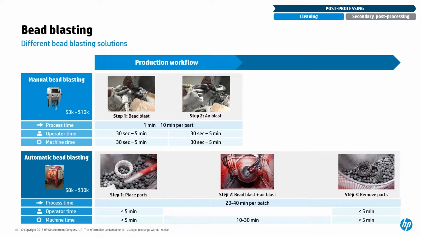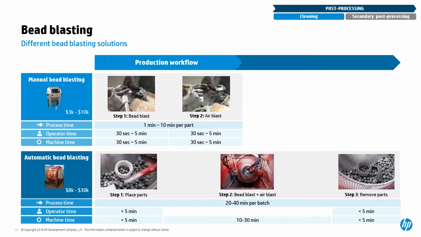So this air blasting step could be totally removed. And then, for fragile parts, for example, parts with small features or small pins, we recommend using the manual bead blasting because the details could be better preserved.